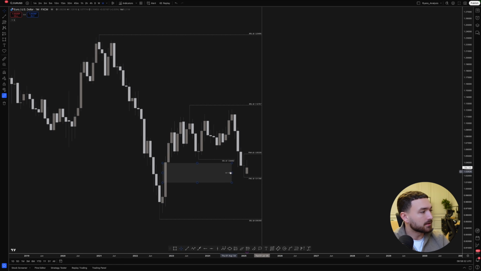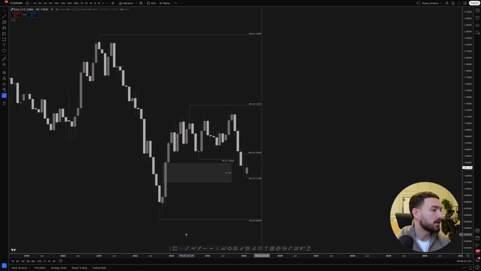So, monthly imbalance running through here. And you see, we did have this long-legged doji candle that sat inside this imbalance. And we're currently, obviously, looking bearish now with this candle. So I'm expecting maybe a bit more bearishness, maybe a sweep up of this previous monthly low, and we might start seeing buyers step into the market.